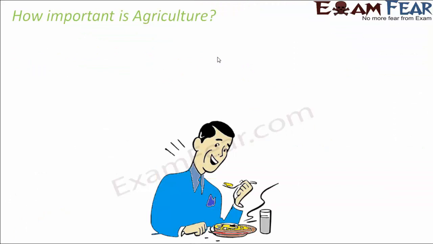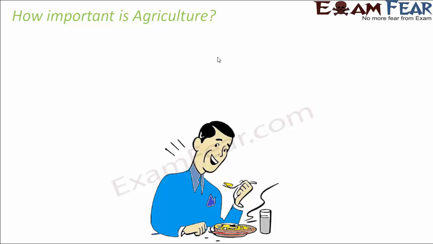How important is agriculture? Just for a moment, think of anything that you eat. Now, if I tell you that from today there is going to be no agriculture, we are not going to grow anything, you will not get any fruit, vegetable or milk, meat, anything available in the market. So you can start eating up the table, you can start eating up the chair.